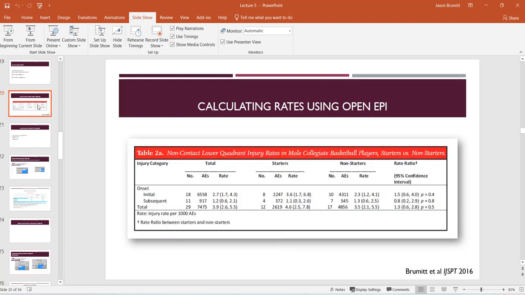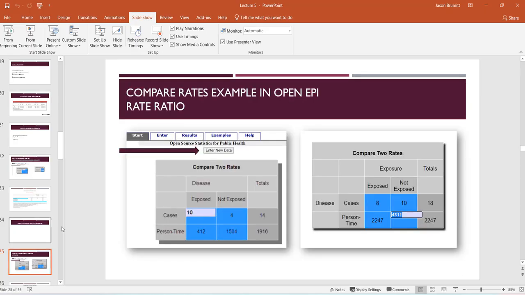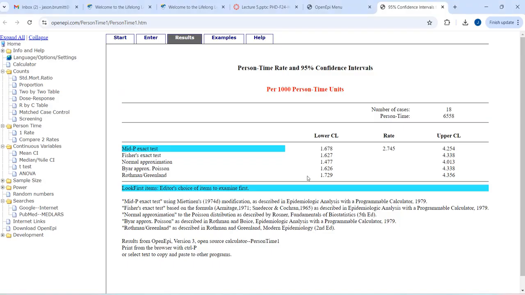So back here, this is where I was comparing 2 rates. I was comparing starters versus non-starters. So it may be of value at some point in time to see if there was a difference in rates between 2 different populations, 2 different groups. This statistic is called a rate ratio. And so let me go to compare 2 rates. So come back over here, compare 2 rates.